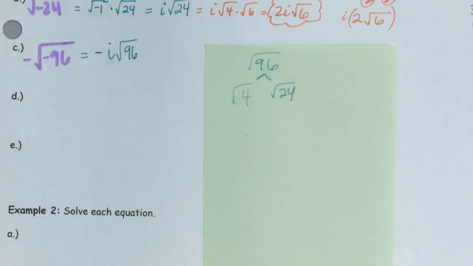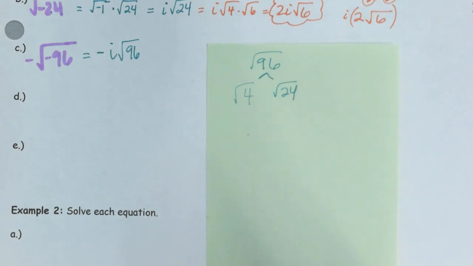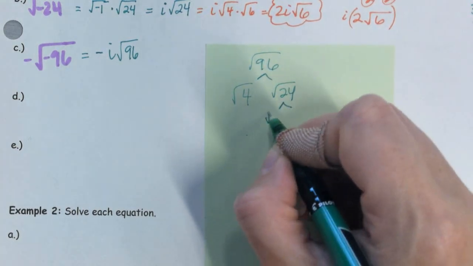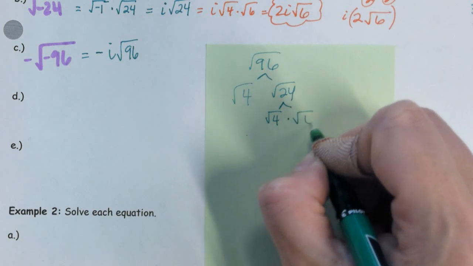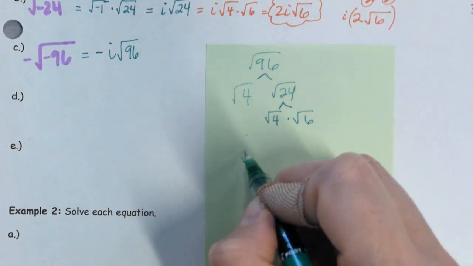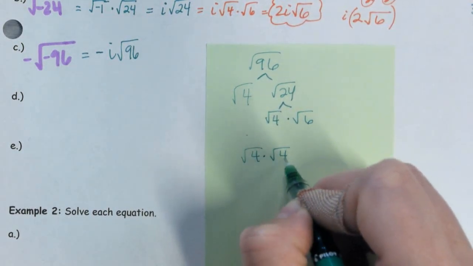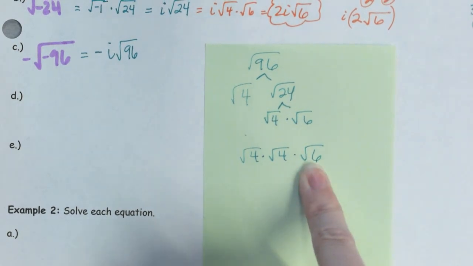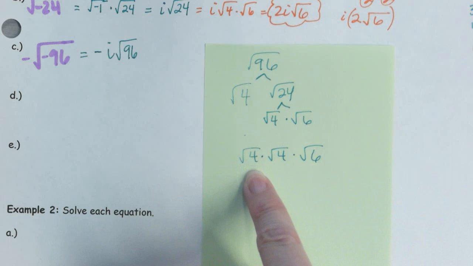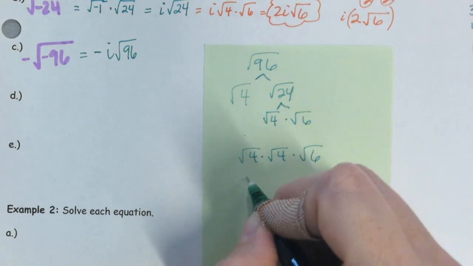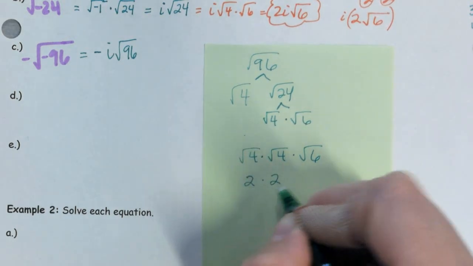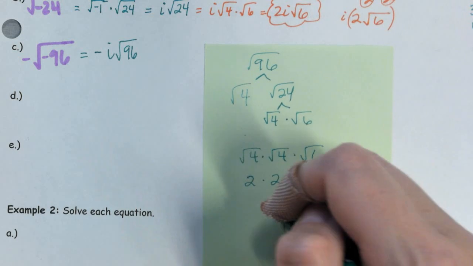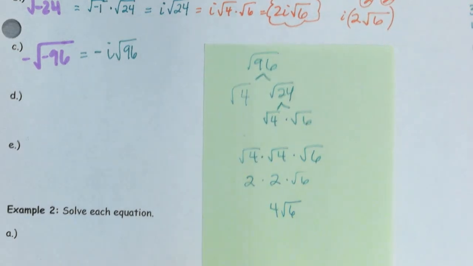So there's a couple different ways you can do this. So I'm going to show you the different ways. If you say to yourself, oh yeah, well 24 is root 4 times 6. Really what you have is the square root of 4 times the square root of 4 times the square root of 6. And there's no perfect square in 6. So you would just simplify. What's the square root of 4? 2. So it's 2 times root 6, which will be 4 root 6.